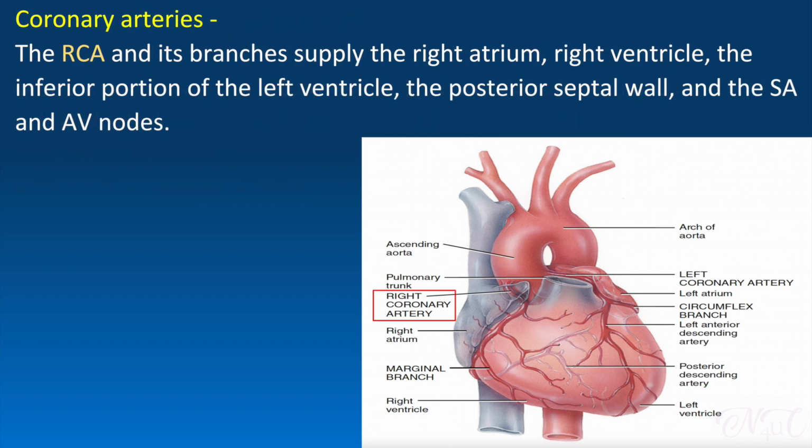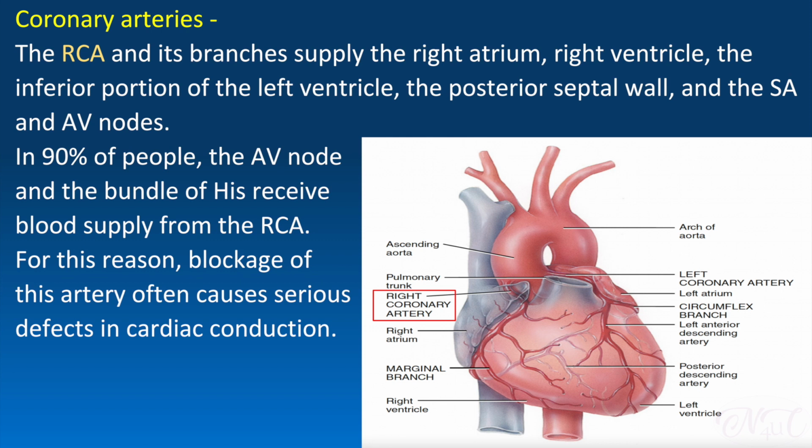The right coronary artery and its branches supply the right atrium, right ventricle, the inferior portion of the left ventricle, the posterior septal wall, and the SA node and AV node. In 90% of people, the AV node and the bundle of His receive blood supply from the right coronary artery. For this reason, blockage of this artery often causes serious defects in cardiac conduction.